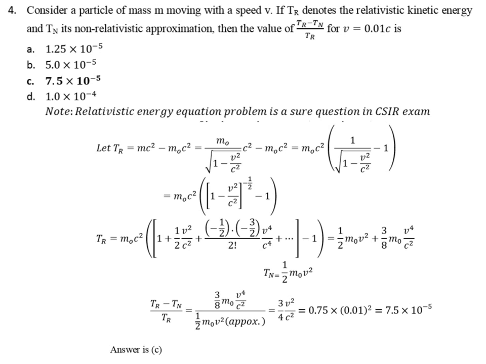So let us find the ratio (Tr minus Tn) by Tr. That is equal to 3 by 8 m0 v raised to 4 by c square divided by half m0 v square. Even though it is the non-relativistic one, the denominator approximation would not change the calculation. So we get 3 by 4 into v square by c square. The answer becomes 7.5 into 10 raised to minus 5. So the answer is choice C.